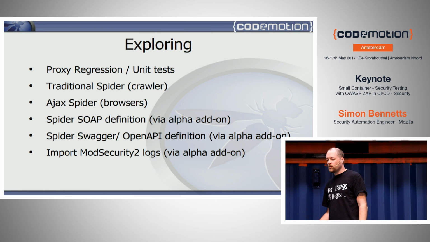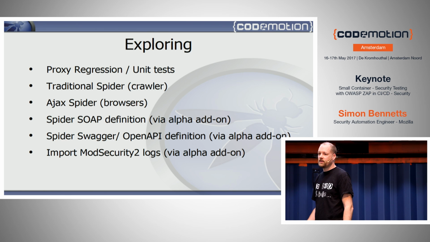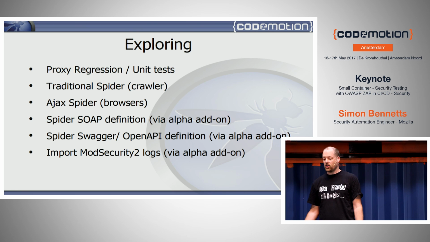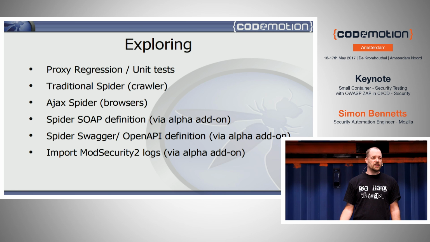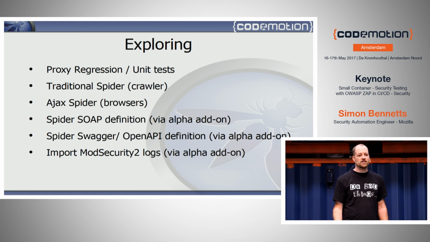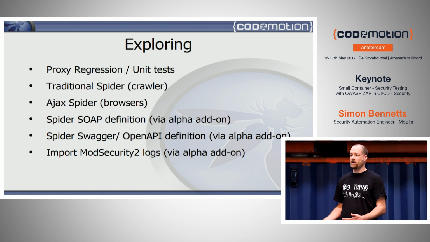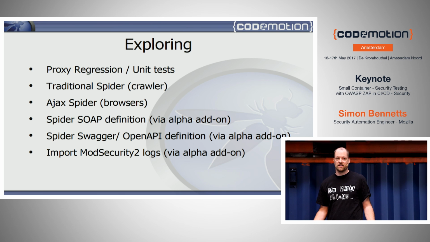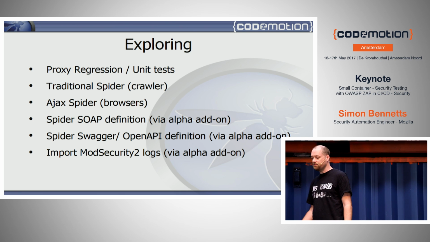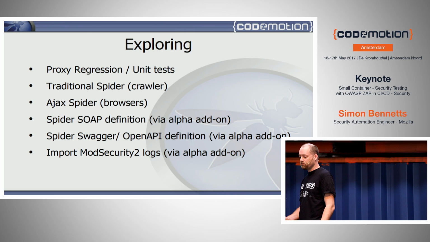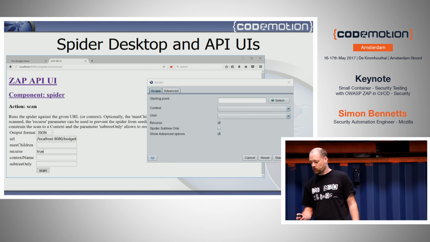We can import API definitions, so we can import SOAP definitions and Swagger Open API definitions. And this is really great for exploring APIs, because typically APIs, if they haven't got these definitions, then you can't spider them, because there's usually nothing to spider. And we can import URLs, including mod security 2 logs as well.